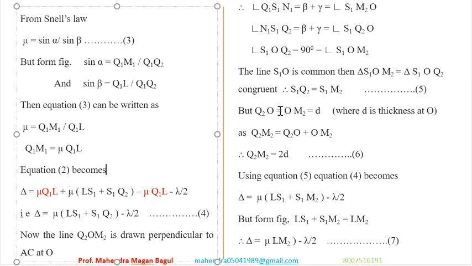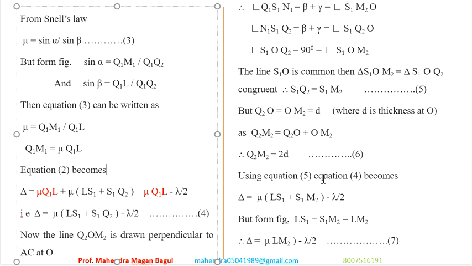But Q2O is equal to OM2, which is equal to d, where d is the thickness at point O. Therefore, we can put the value d in equation number 5. Q2M2 is equal to Q2O plus OM2, but Q2O and OM2 are d. Therefore, d plus d is equal to twice d. Therefore, Q2M2 is equal to 2d. Consider as equation number 6.